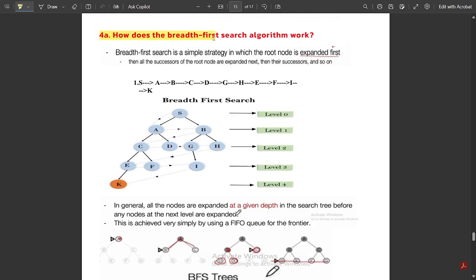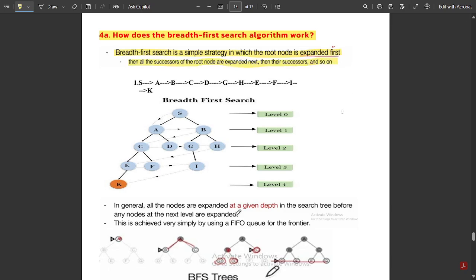4A. How does the breadth first search algorithm work? So what is this breadth first search? Let us discuss that. The breadth first search is a simple strategy in which the root node is expanded first, then all the successors of the root node are expanded next, then their successors, and so on.